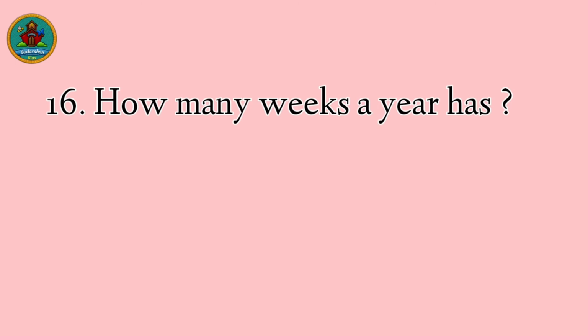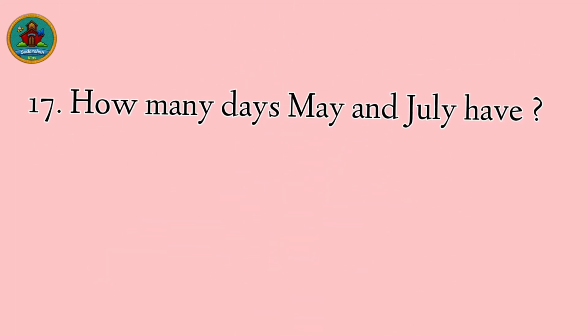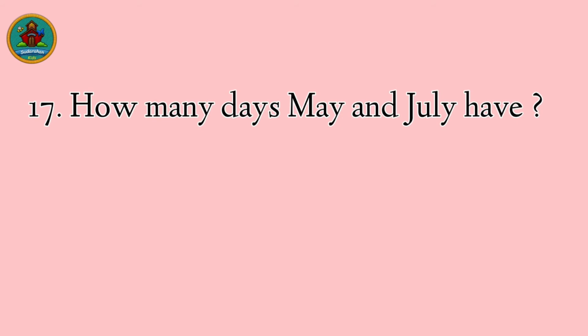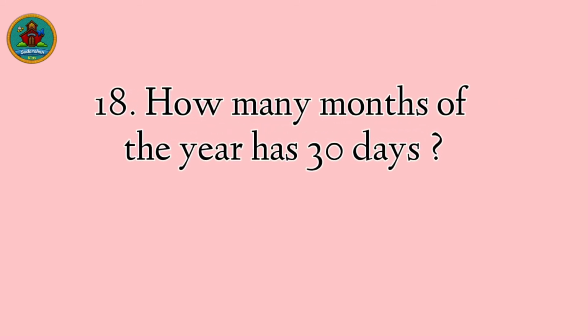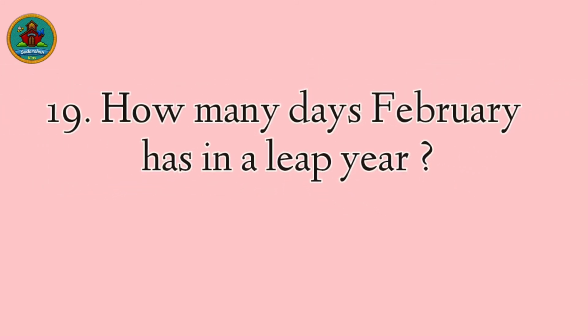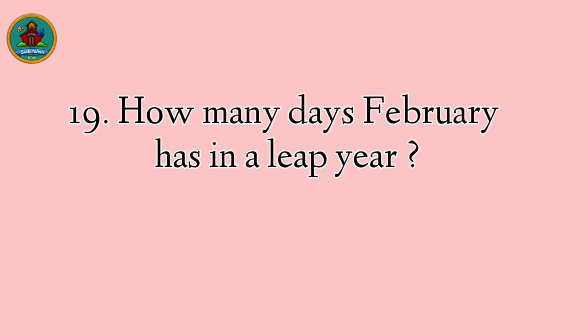How many weeks does a year have? 52 weeks. How many days do May and July have? 31 days. How many months of the year have 30 days? 4 months. How many days does February have in a leap year? 29 days.